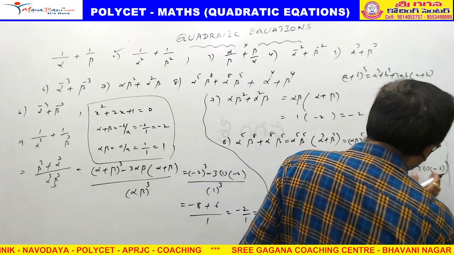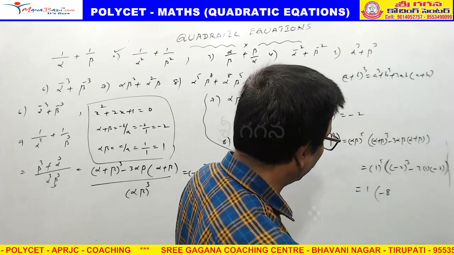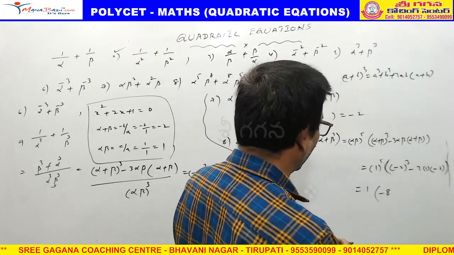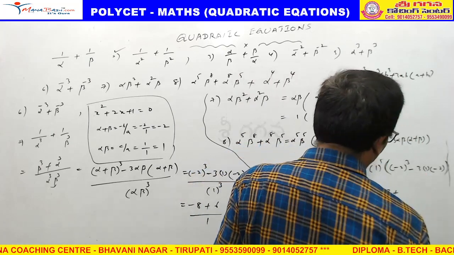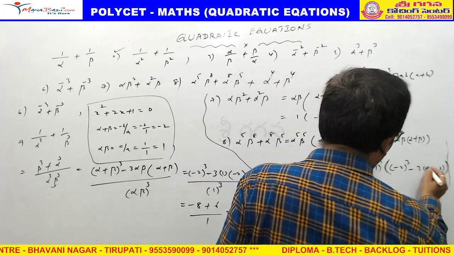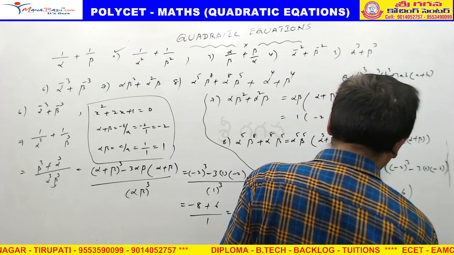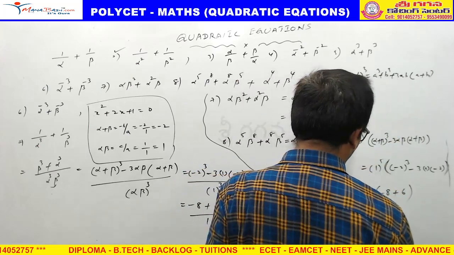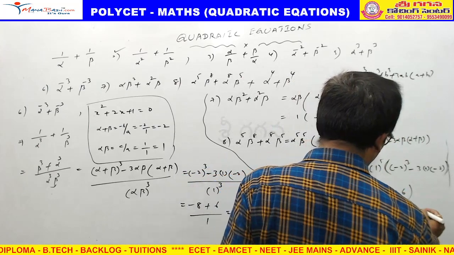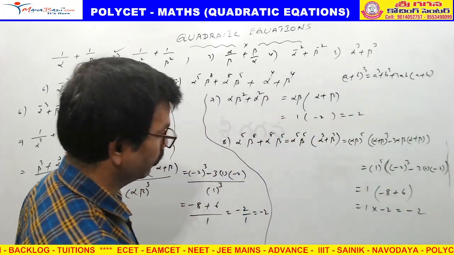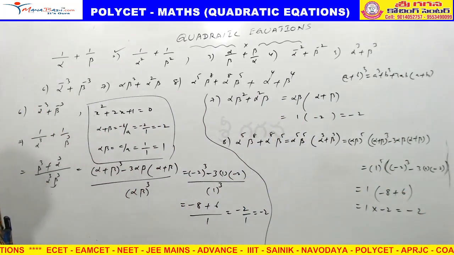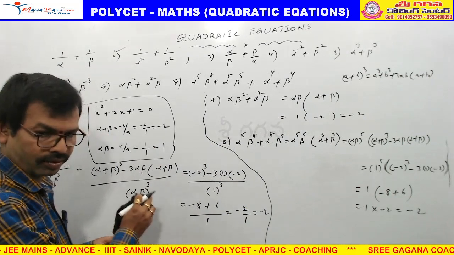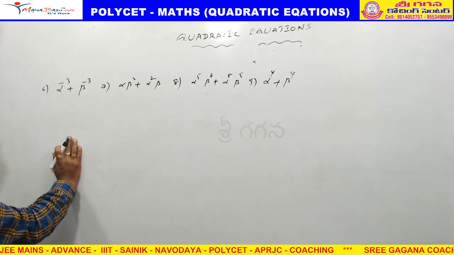Again, when you are taking multiplication and two symbols are negative, then finally you get a positive symbol. So 3 into 1, 3 into 2 is 6. So 1 into minus 8 plus 6. What is the answer? Minus 2. The answer is again minus 2. Okay, next question.